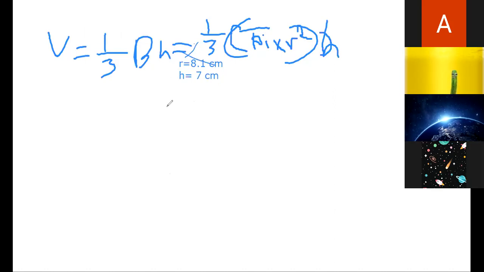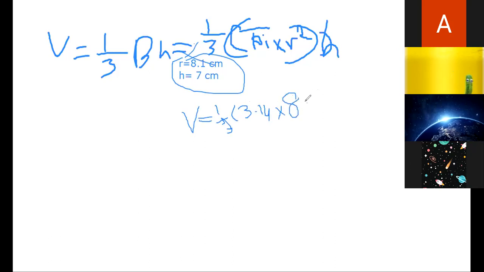Listen to me. Look at it. R is 8.1 and H is 7. So how will you calculate? The formula is given to you. V is equal to 1/3. Very good. Open bracket, 3.14. Very good. Then times R. And R is what? R is 8.1, 8.1 square. Then close bracket, then times 7. Solve it here, Abdulaziz, and tell me the answer, inshallah.